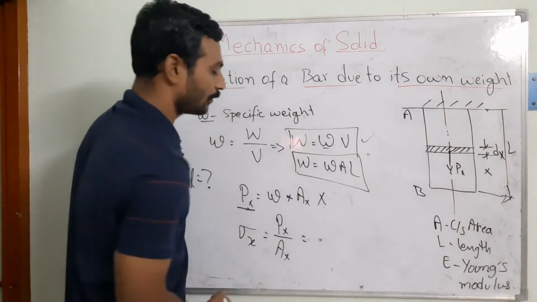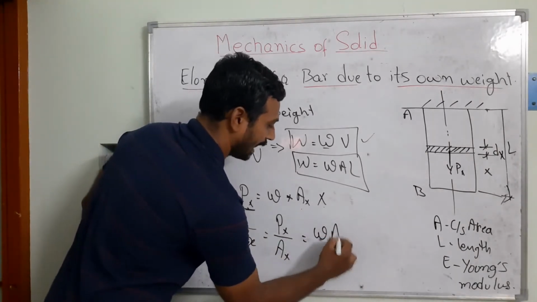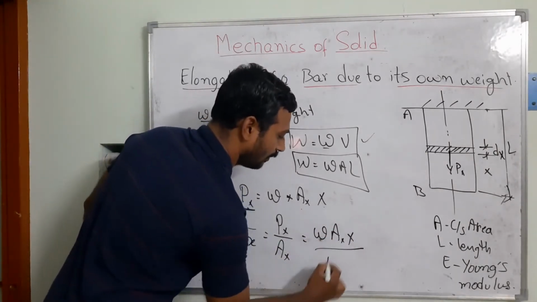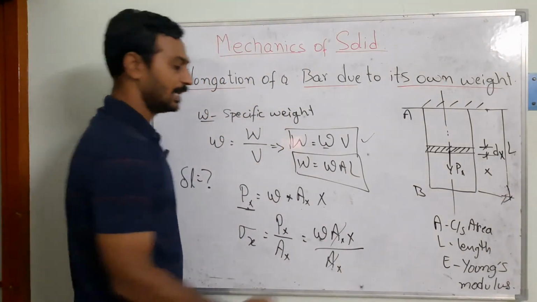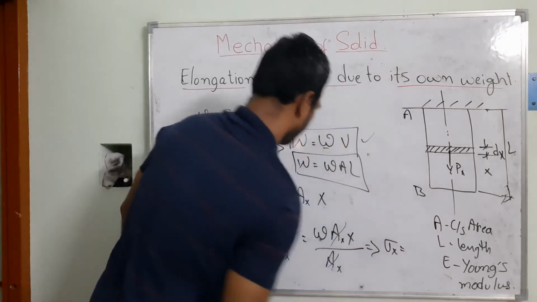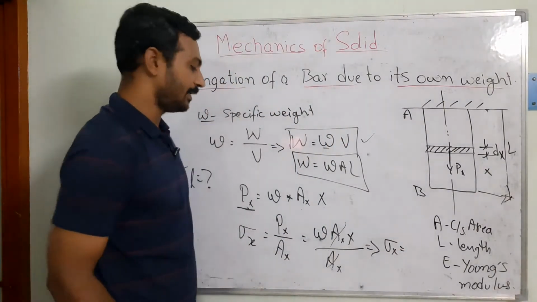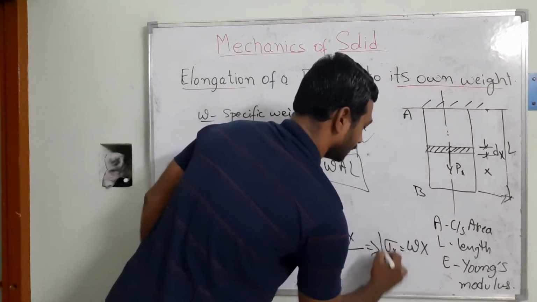So how are we going to write this? I am going to write specific weight and cross-section area into x, we do have A x there. So in this case the cross-section is going to be cancelled out. Then finally I get sigma x, the stress induced in that material, equal to specific weight into x.